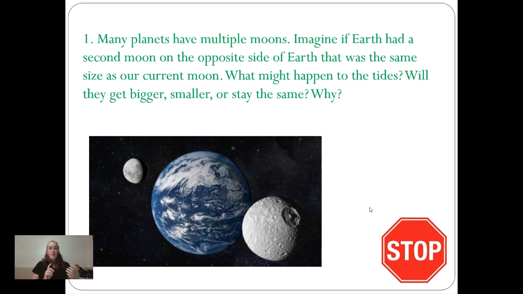So many planets have multiple moons. What I want you to do is a thought experiment. Imagine if Earth had a second moon on the opposite side of Earth. That might look something like this. That's the same size as our current moon. So what would happen to the tides? Would they get bigger? Would they get smaller? Or would they stay the same? And why? All right, so that's your first quiz question. Pause and come back when you're ready.